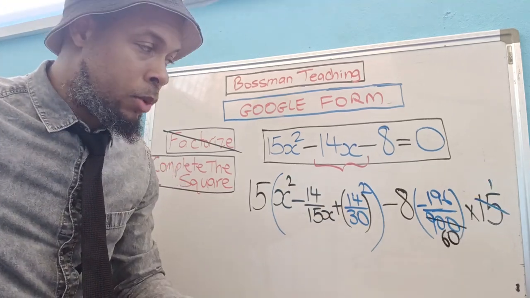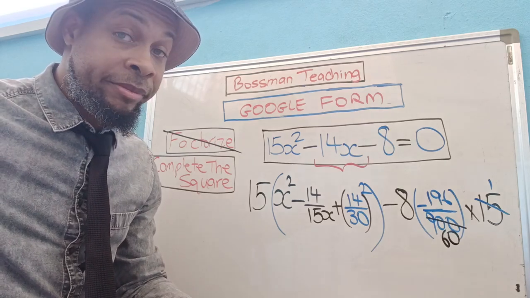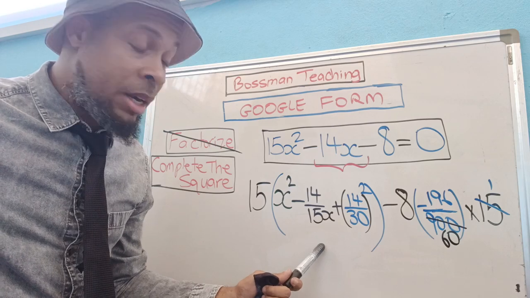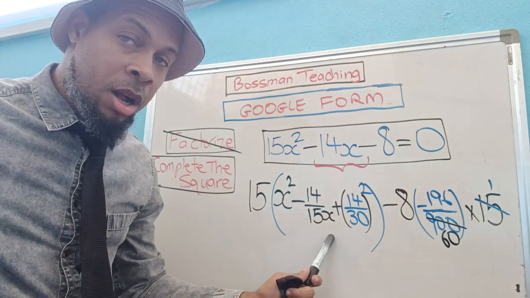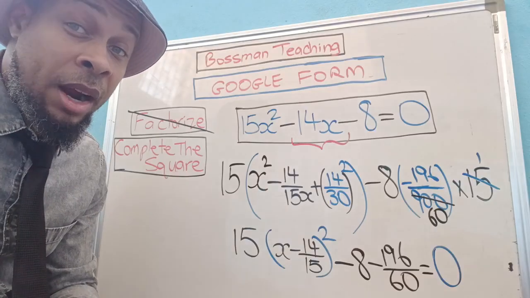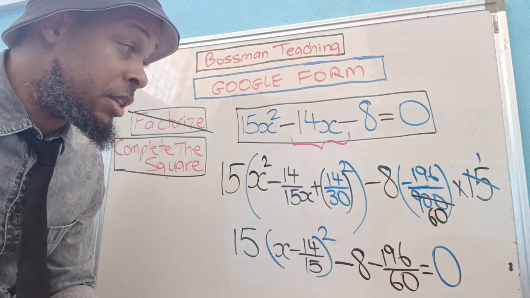Okay, so now we have minus 196 over 60. And then we can simplify this. This is going to be x minus 14 over 15 all squared. So we're going to simplify that. Let me know if I'm missing anything. I think this is about right.